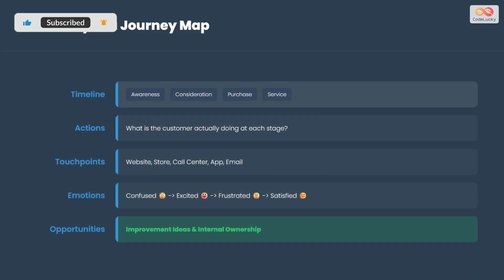A good map has 5 key layers. At the top, you have the timeline or stages of the journey. Below that, you map the actions. What is the customer doing? Then, the touch points. Where are they interacting with you? Crucially, you also map their emotions. How are they feeling? And finally, the opportunities. What can you fix or improve at each step?